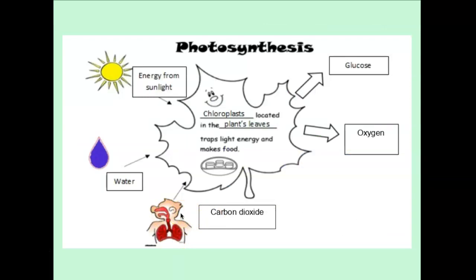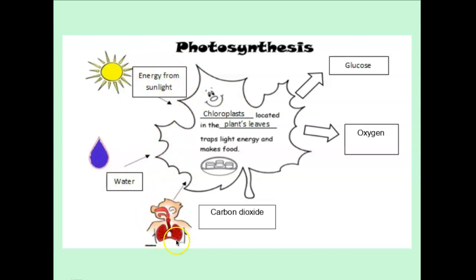So let's take a look and wrap things up really quickly. So the process of photosynthesis is going to occur in primarily the leaves of the plants. So the chloroplasts are the organelle that is responsible for the process of photosynthesis. Energy from sunlight is necessary, water is necessary, and carbon dioxide.